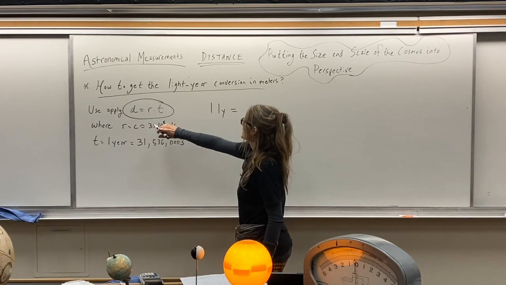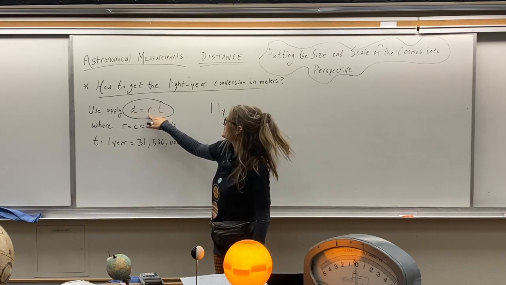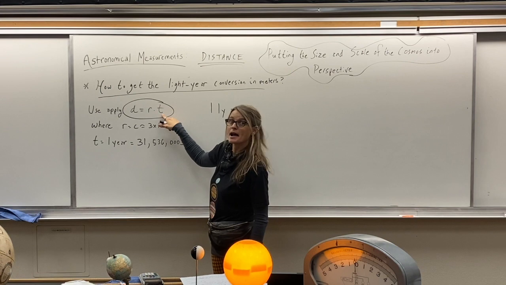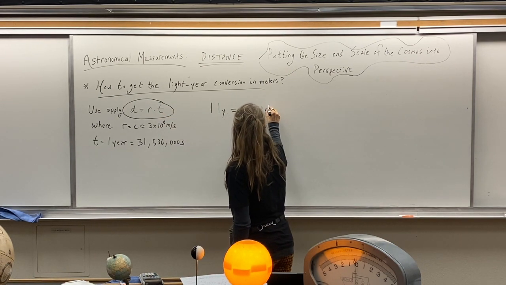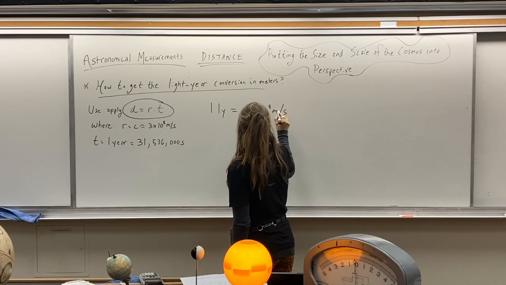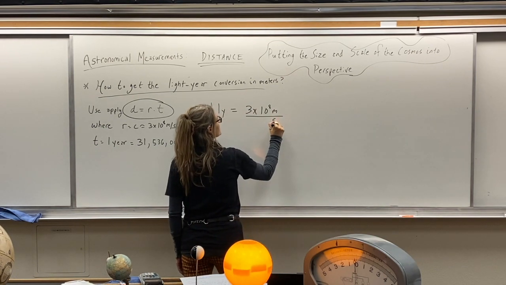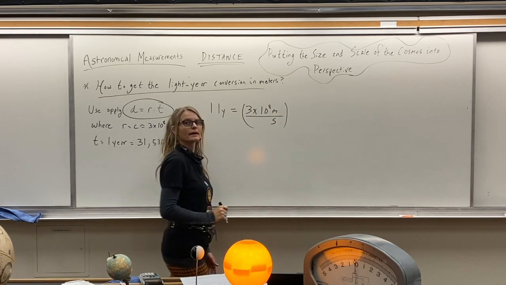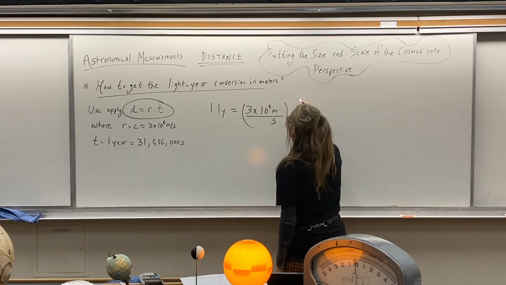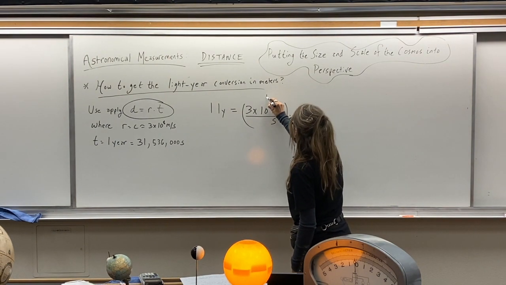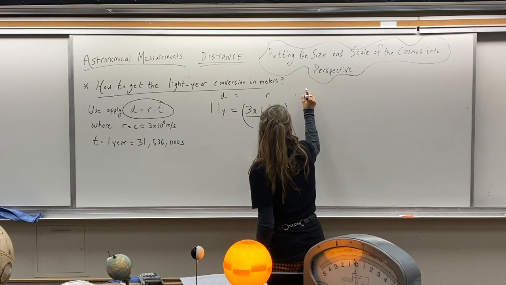So if we want distance in meters, we take the speed of light as our rate times the time for a year. So we'd say, okay, light travels at 3 times 10 to the 8 meters every second. Okay, so I'm going to put over seconds here, which is equivalently another way of saying it. And I'm going to multiply by my time in years. So this is my rate, this is my distance, 1 light year, and then times time.